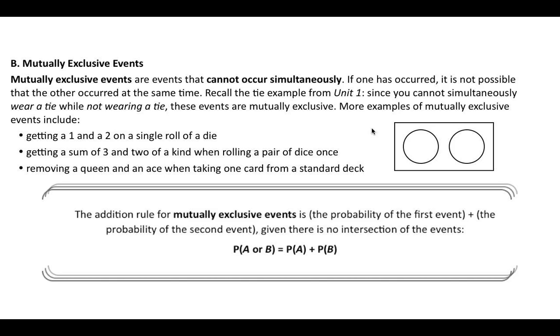If you wanted to remove a queen and an ace, well, you can't be both a queen and an ace. If we said a queen and a heart, maybe you could be both, but you can't be a queen and an ace at the same time. So those are separate things that can't happen. If you were to just take one card out, there's no way it could be both a queen and an ace. Okay, so we have a rule, the addition rule for mutually exclusive events. Basically, we look at if two events are mutually exclusive, i.e.